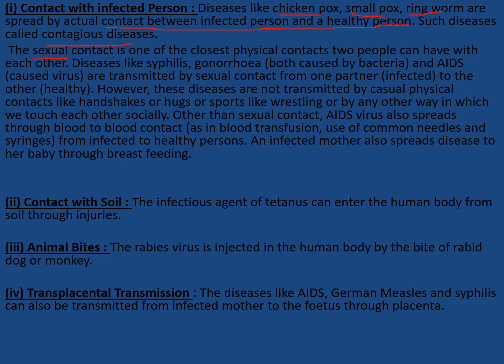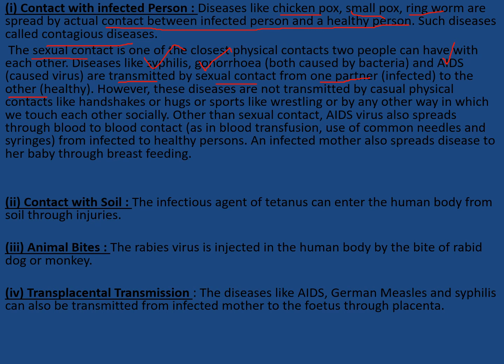Another one is sexual contact, which is one of the closest physical contacts two persons can have with each other. Syphilis, which is caused by bacteria, gonorrhea, which is caused by bacteria, and AIDS, which is caused by a virus, are diseases transmitted by sexual contact from one partner, the infected person, to the other healthy person. That means diseases like syphilis, gonorrhea, and AIDS can transfer from the infected person to the healthy person during sexual contact, right?